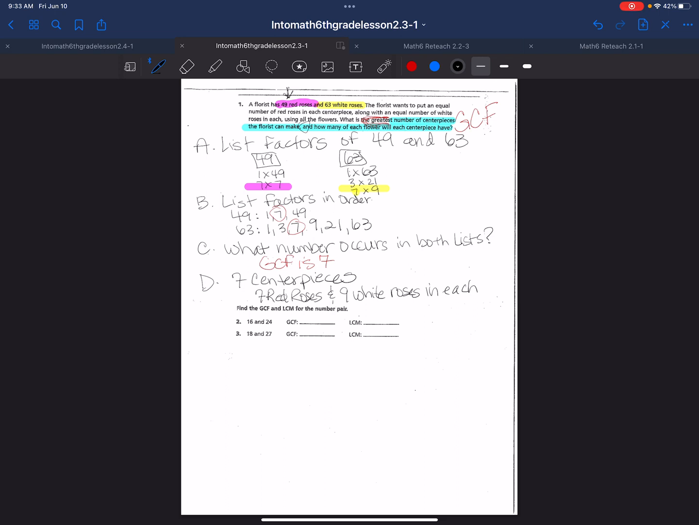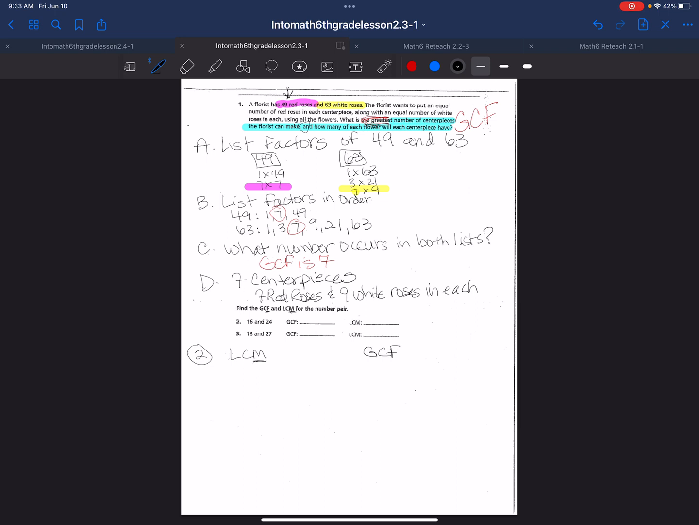All right, now it just asks you here to find the GCF and LCM for the number pairs. Remember when you're finding this that the LCM is multiples or your multiplication facts and GCF are factors. So let's do question 2 first. I'm going to find the LCM and the GCF. And my pair of numbers are going to be 16 and 24.